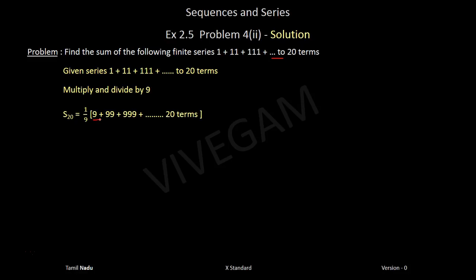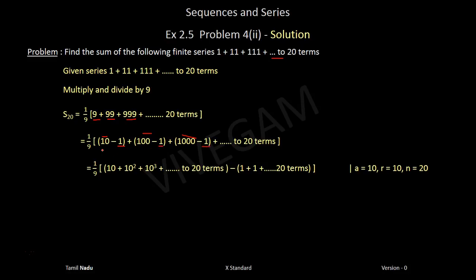Now this can be written as 10 minus 1, this as 100 minus 1, this as 1000 minus 1. Am I right? Now you can split this into two series: 10, 100, 1000 grouped together, and all your ones grouped into the second group. So this is 1 by 9 into 10 plus 10 square, that is 100, plus 10 cube, up to 20 terms, because you will have 20 brackets. So you will have 20 of these 10 terms, and the 1 will get repeated 20 times.